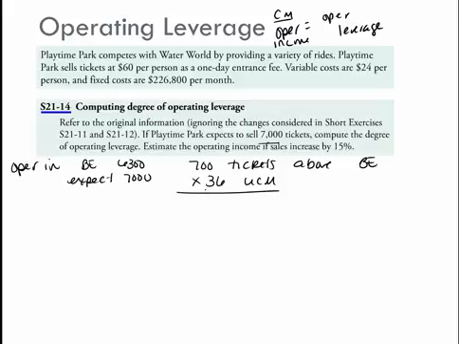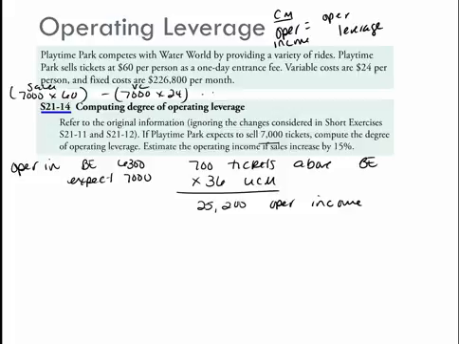So that gives us $25,200 operating income. And again, if you wanted to check that, you could take 7,000 tickets times $60 for the sales revenue, minus 7,000 tickets times $24 for the variable costs, minus 226.8 for the fixed costs, and you get 25,200. So two different ways to get to the same number.